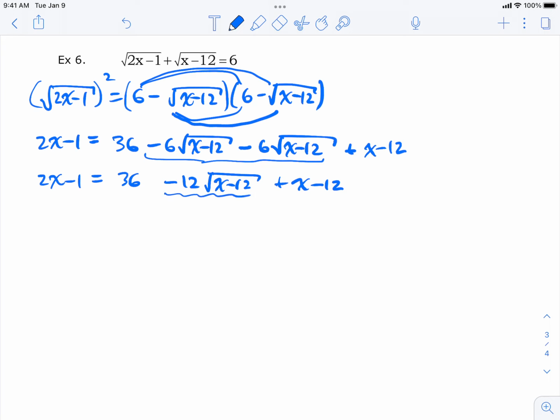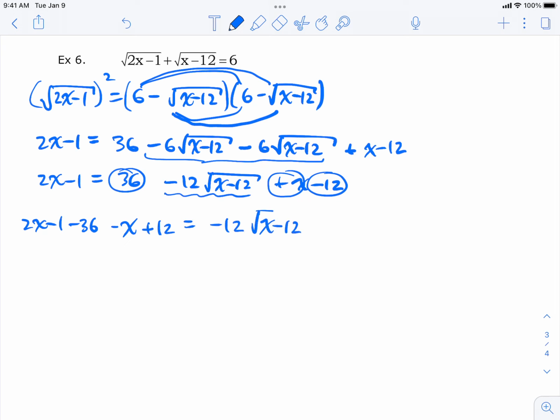Now I'd like to isolate this. I'll just leave it where it is. So I'll take this 2x minus 1. Now I'll subtract 36 on both sides. Now I'll subtract x on both sides. Now I'll add 12 on both sides, and I'll leave that negative. So the left side is a 2x minus x is x. Then I get a minus 1 minus 37 plus 12. Minus 37 plus 12. Minus 25, right?